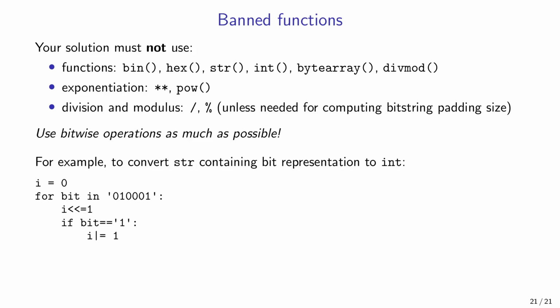As an example, to convert a string containing bit representation to an integer, you can use the following loop. For each bit in this string, left shift i by 1. If this bit character contains the ASCII representation of digit 1, bitwise OR variable i with 1, otherwise do nothing, it will stay 0. So as a result of this loop, the variable i will contain the integer representation of this bit string. Makes sense? I hope it does.